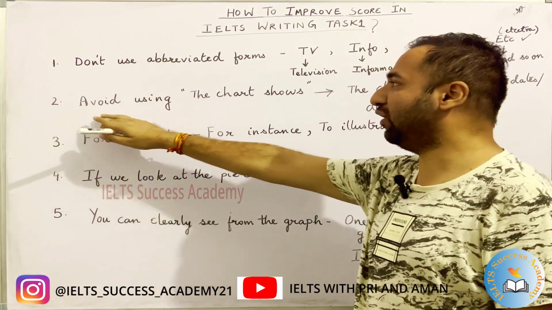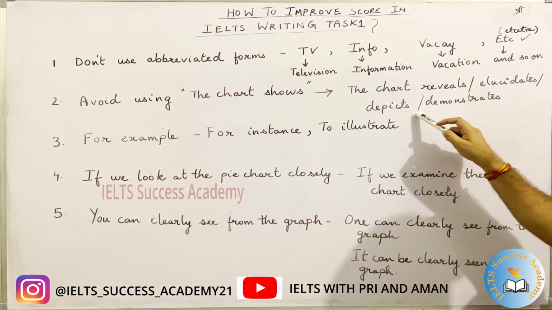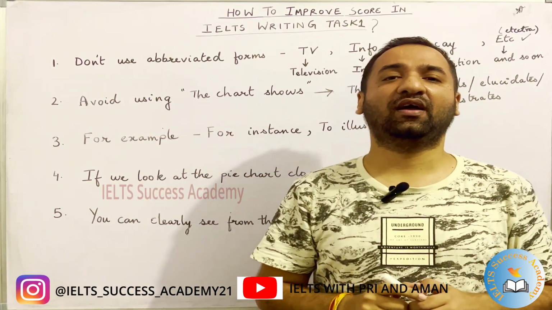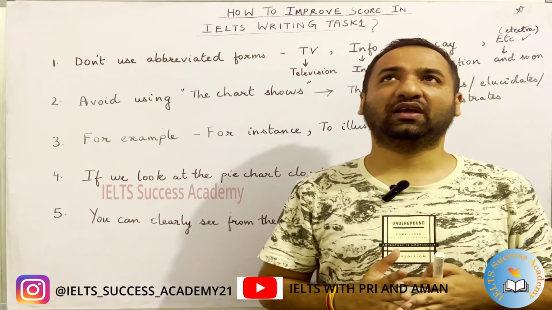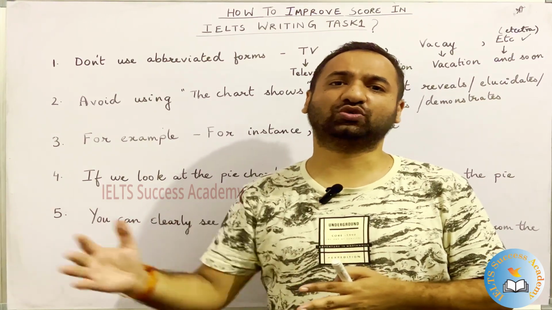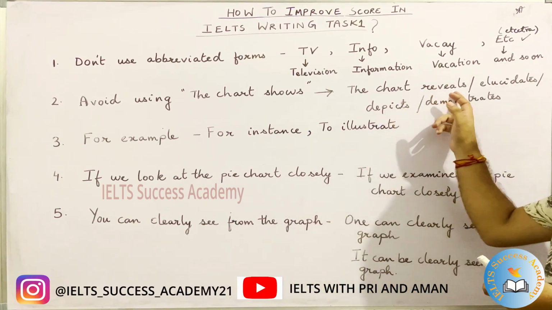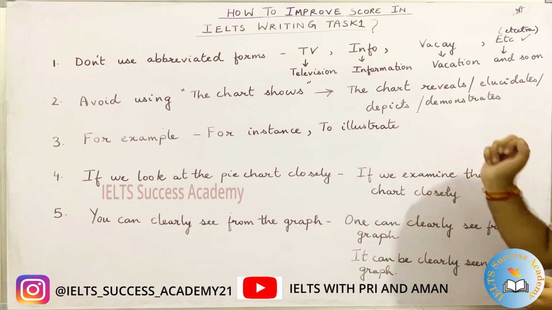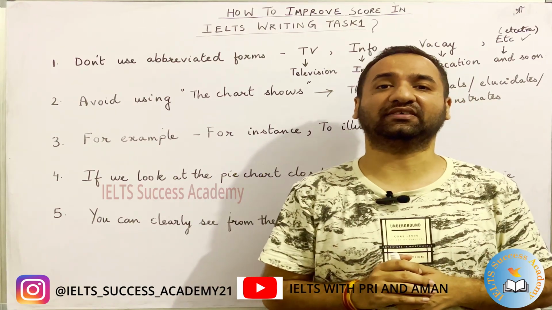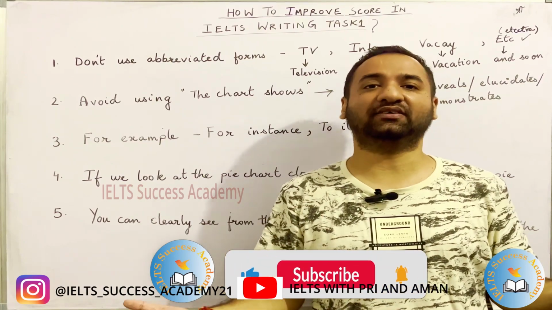The second one is avoid using the chart shows. Use the chart reveals, elucidates, depicts and demonstrates. Avoid using the chart shows. Why? Because it's very simple. It's very like grade 6 kind of way to say, oh, the chart shows. This is better. The chart reveals, the chart elucidates, the chart depicts. This shows that the writer is more advanced in his writing skills. That he is not a band 5 or a band 6, he is a band 8 writer.